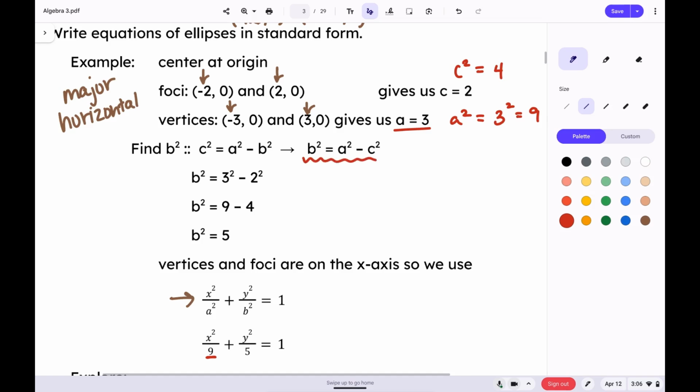a squared minus c squared. We said that a squared was 9. We said c squared was 4, so 9 minus 4 is 5. So this 5 here needs to go underneath the y, which it does. That's how they get to this equation down here. x squared is over the 9 because that's my a squared, plus y squared is over 5 because that's my b squared, and it's going to equal 1.